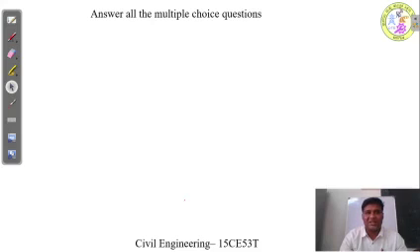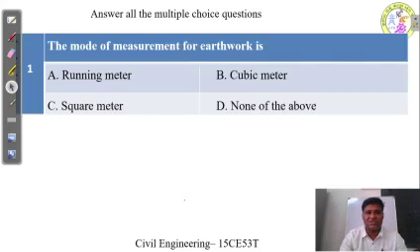And there are a few multiple choice questions. The mode of measurement for earthwork is A, running meter, B, cubic meter, C, square meter, D, none of the above. The right answer is B, cubic meter, because if the depth of the earthwork excavated is more than 0.2 meters, then I have to consider the depth. So it will be measured in length into breadth into depth, that is cubic meters.